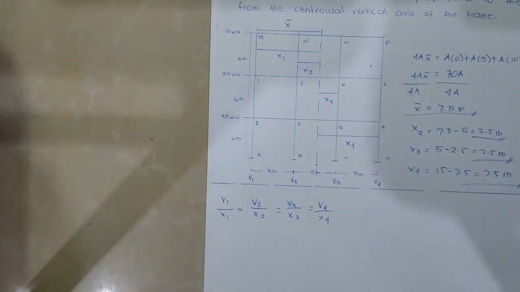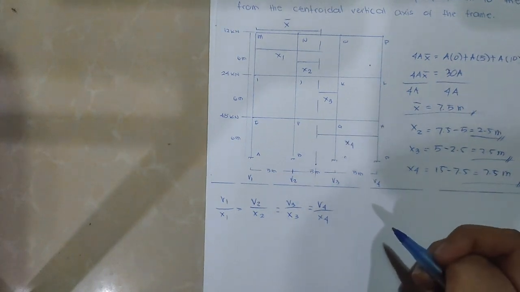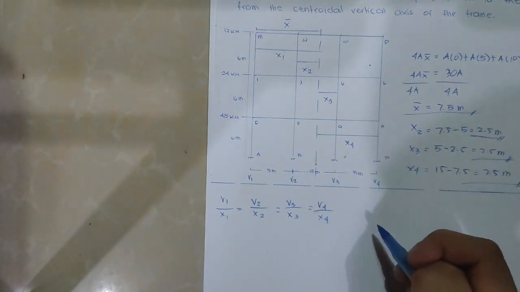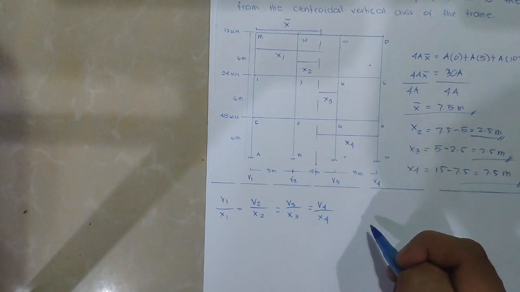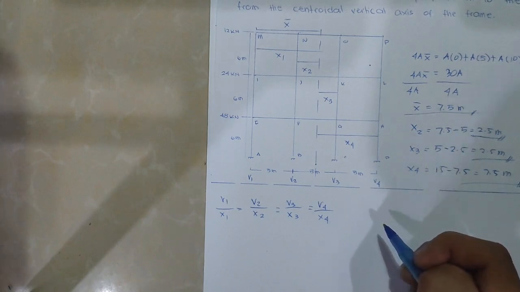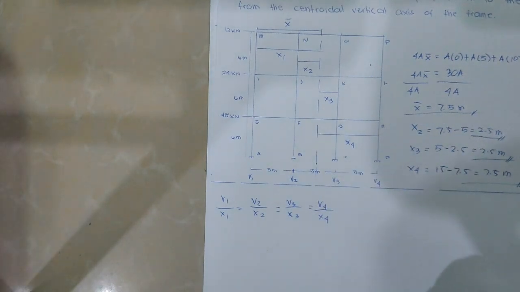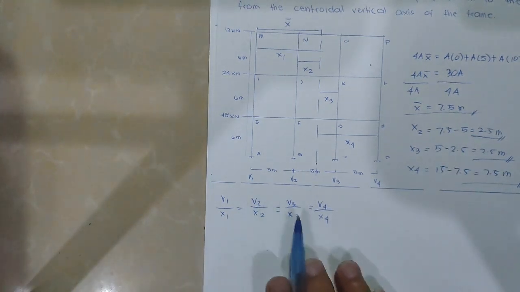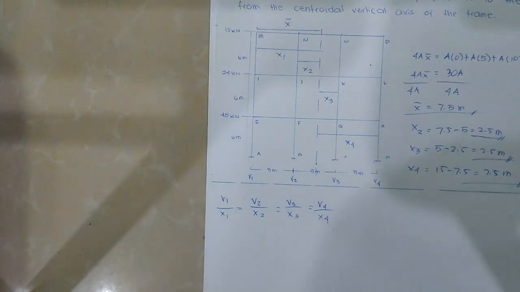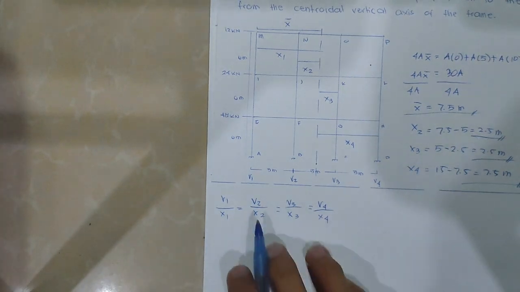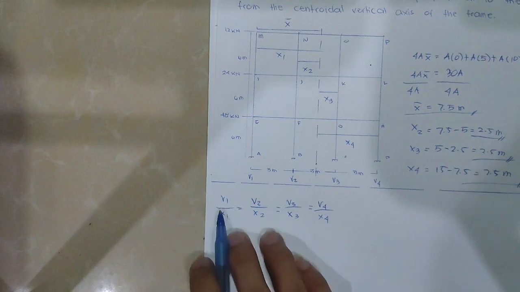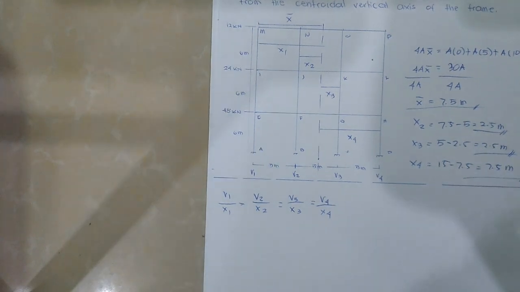So these are the distances from the column to the centroidal axis. Using the second assumption, we can get the answer. First, in order to get V2, V3, and V4, we need to express them in terms of V1. So let's try this here.